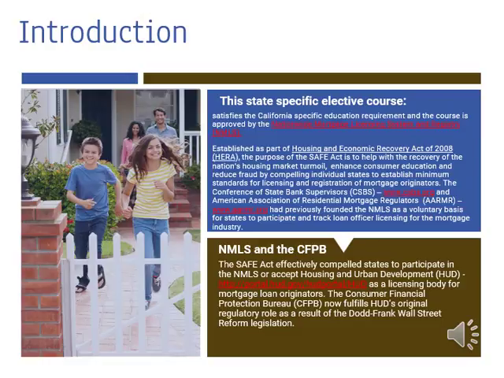The Conference of State Banking Supervisors, CSBS, found at www.csbs.org, and the American Association of Residential Mortgage Regulators, AARMR, found at www.aarmr.org, had previously founded the NMLS as a voluntary basis for states to participate and track loan officer licensing for the mortgage industry. NMLS and the CFPB. The SAFE Act effectively compelled states to participate in the NMLS or accept Housing and Urban Development, HUD, as a licensing body for mortgage loan originators. The Consumer Financial Protection Bureau, the CFPB, now fulfills HUD's original regulatory role as a result of the Dodd-Frank Wall Street reform legislation.